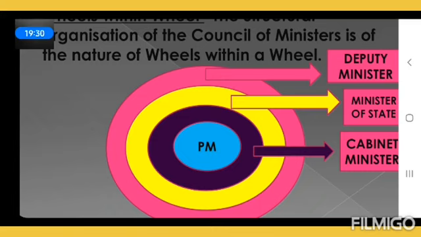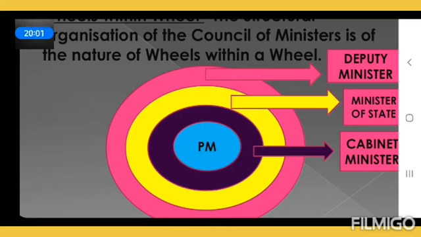And the next wheel consists of the other ministers, that means your ministers of state. The ministers of state are the ones who assist the cabinet ministers. They are in charge of the smaller departments of the cabinet ministers. They assist or help the cabinet ministers. I hope I am very clear.